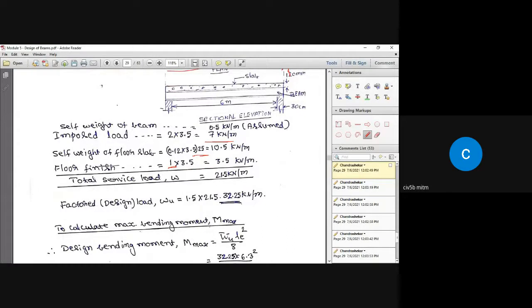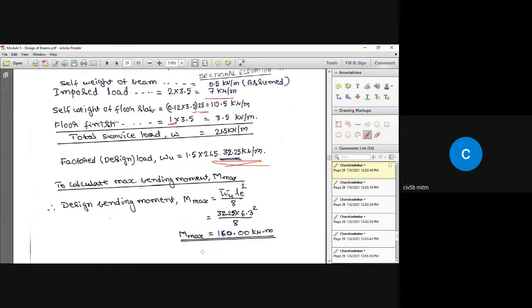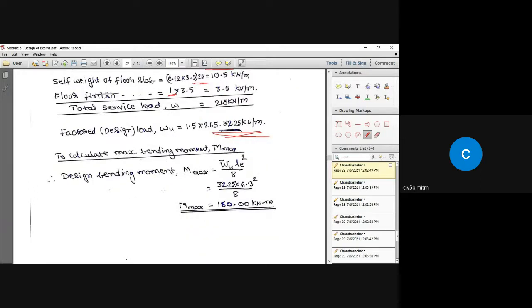Then what is the factored load or the design load? That is W equal to 1.5 times whatever calculation we have done here. So this is the design load, which is 32.25 kilonewton per meter. Once we have this, go ahead and find out the design bending moment.